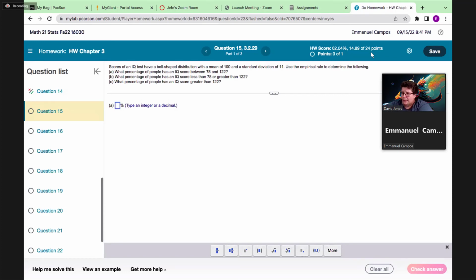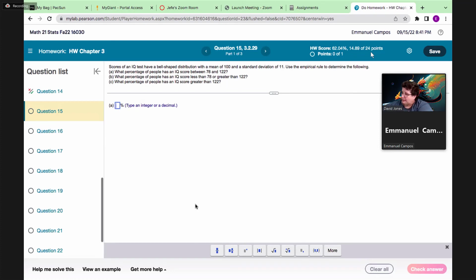So we have a mean of 100, a standard deviation of 11, and then 78 to 122 is A. B is less than 78 or greater than 122. And C is greater than 122.